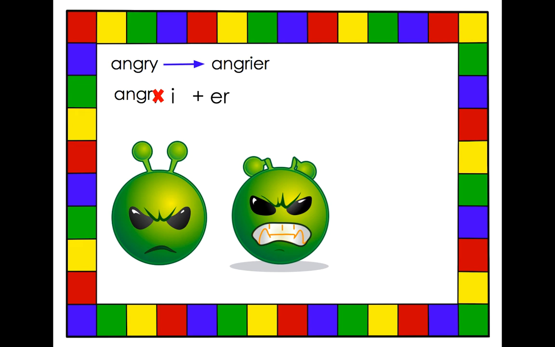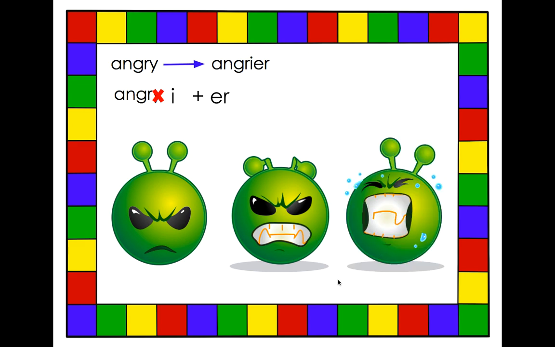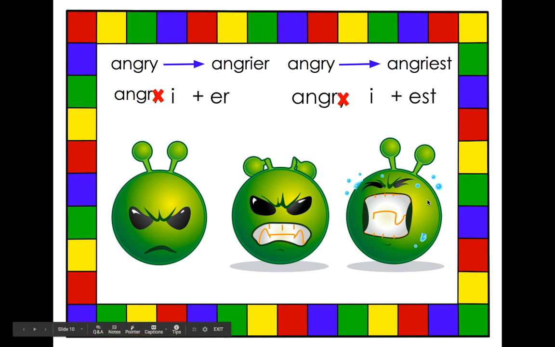But remember, we're comparing three or more objects together. So let's get our next alien. Of all three of those aliens, he is the angriest. How are we going to change angry to angriest? You know the pattern. We're going to take angry, we're going to change the Y to an I and add EST. Of all these aliens, this alien is the angriest.